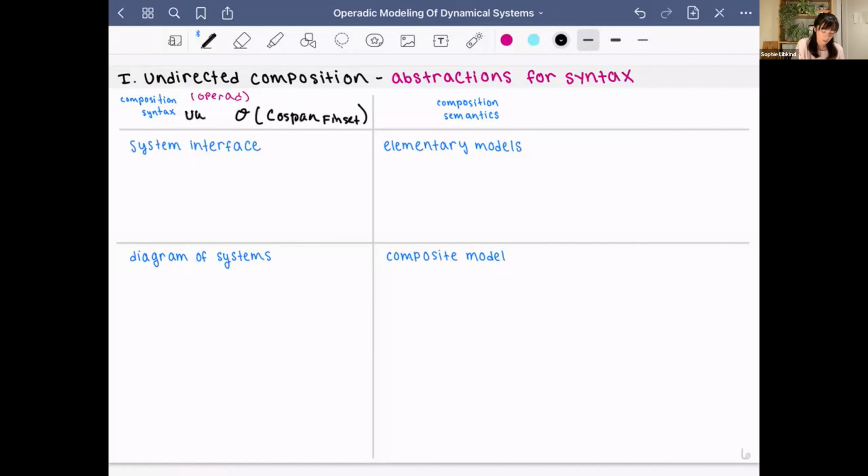We're going to give this operad a name. We're going to call it UWD, for undirected wiring diagrams. So we'll call it the operad of undirected wiring diagrams. And what we want to do now is describe how the pieces of this operad correspond to these modeling intuitions of a system interface and a diagram of systems. The system interface is described by the types or the objects of the operad. And the objects of this operad UWD are just finite sets.